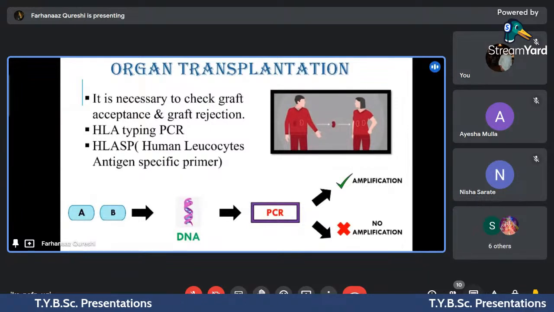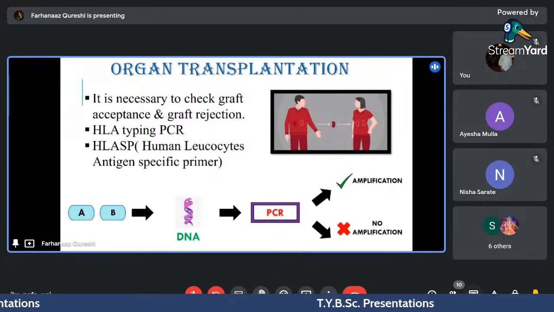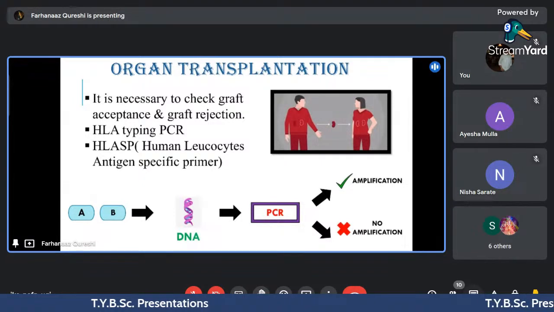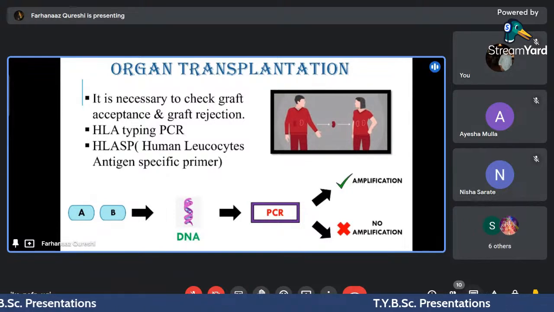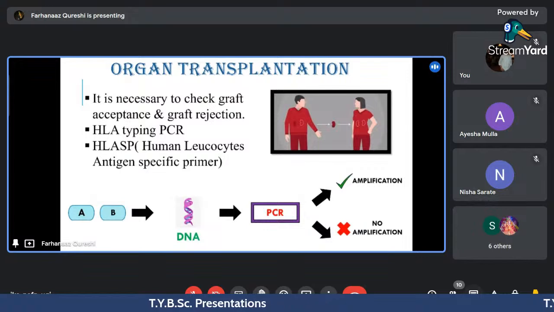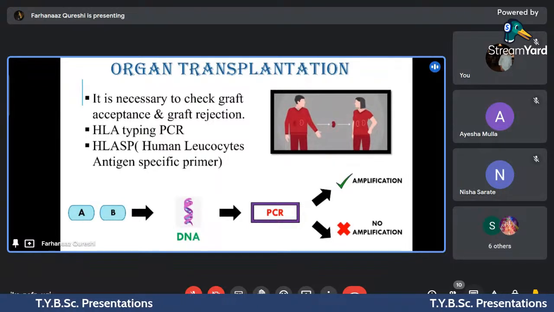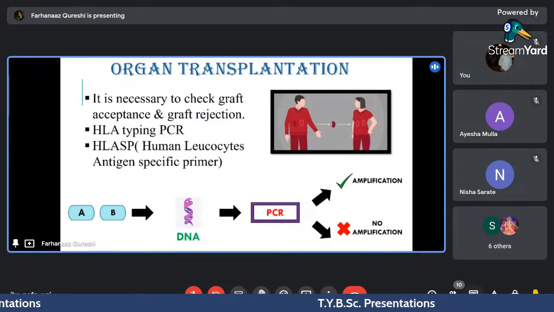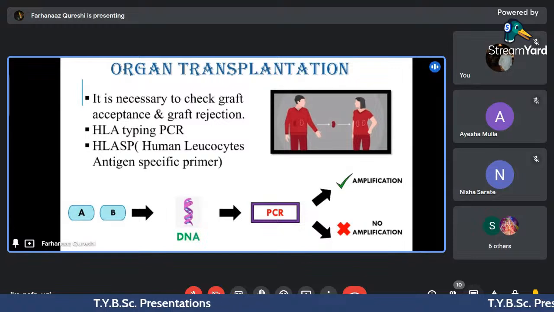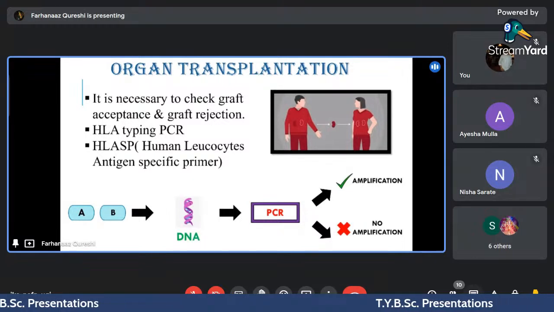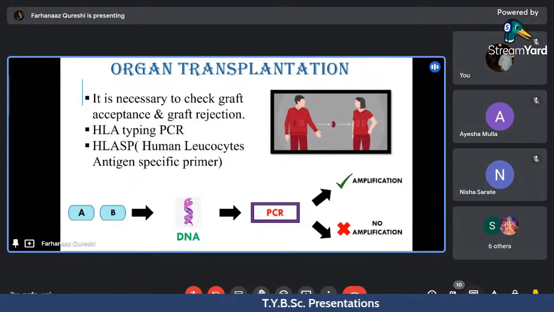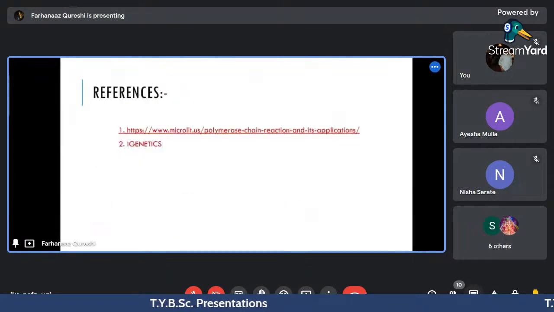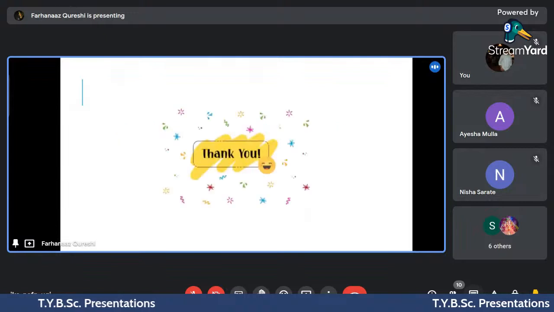If in case of A person the PCR gets amplified, and in case of B person the PCR does not get amplified, then it means the body is not ready for organ transplantation. That means graft rejection. And if both A and B persons get amplified, then it means the HLA locus is present in both bodies or individuals, and the body is ready for organ transplantation. So these are the references. Thank you, sir.